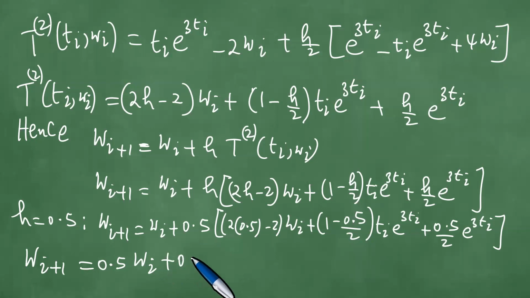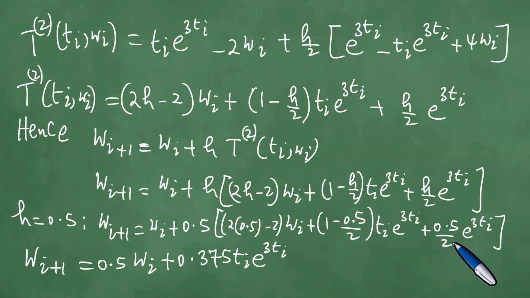Which means you have 0.375 t_i e^(3t_i). Now, I have 1 minus 0.5 divided by 2, times 0.5. I'm just confirming the numbers so that we write the correct things here. Just verifying quickly: you have 0.5 and then you have 2 there. That's correct, 0.375.